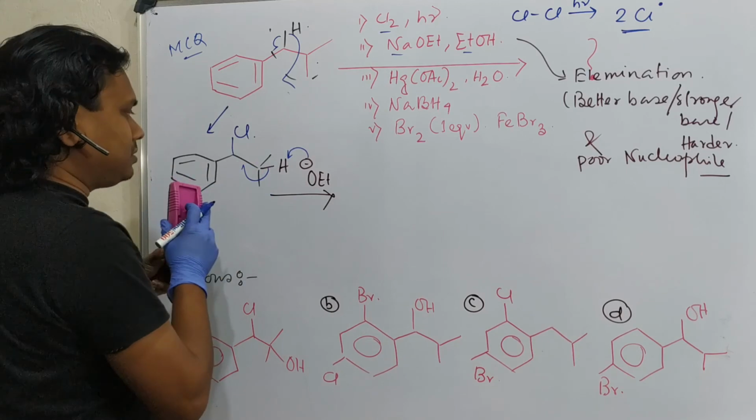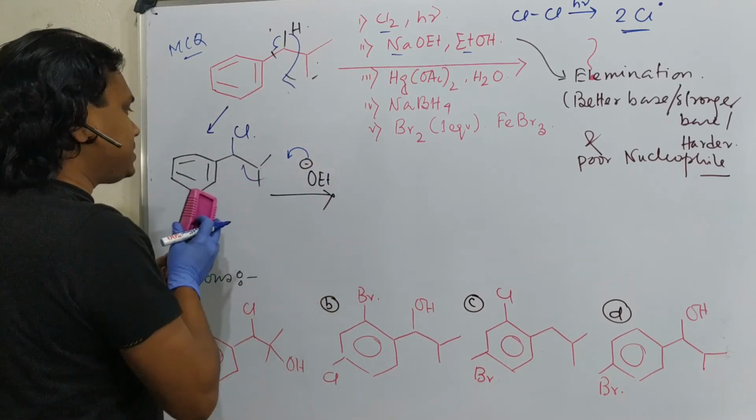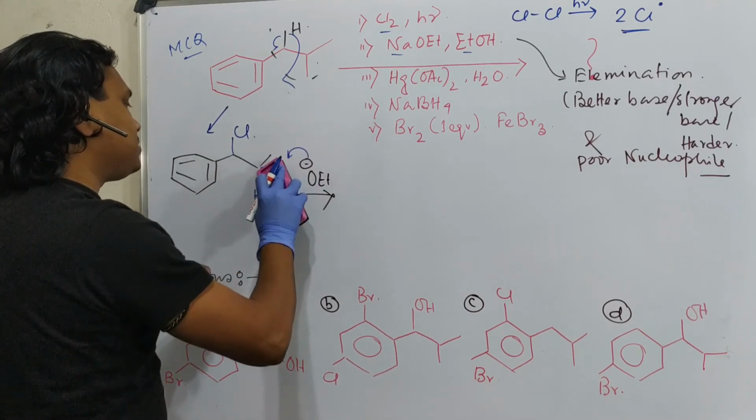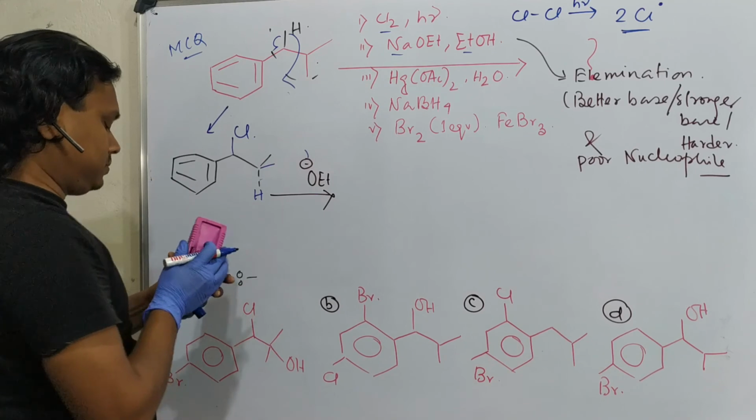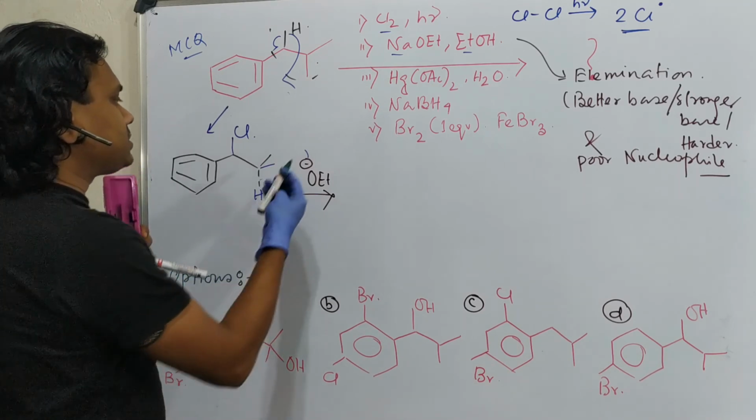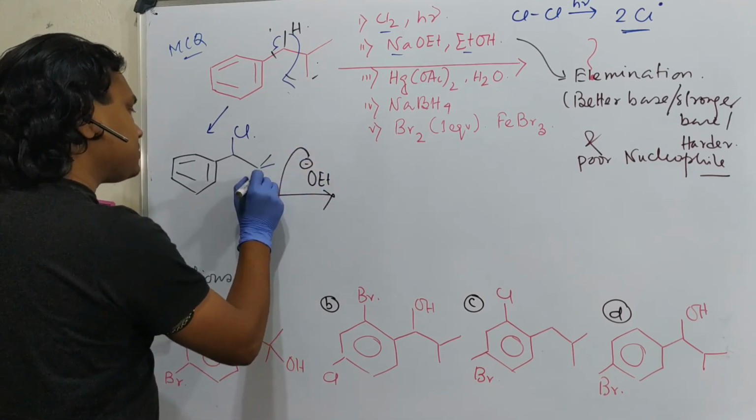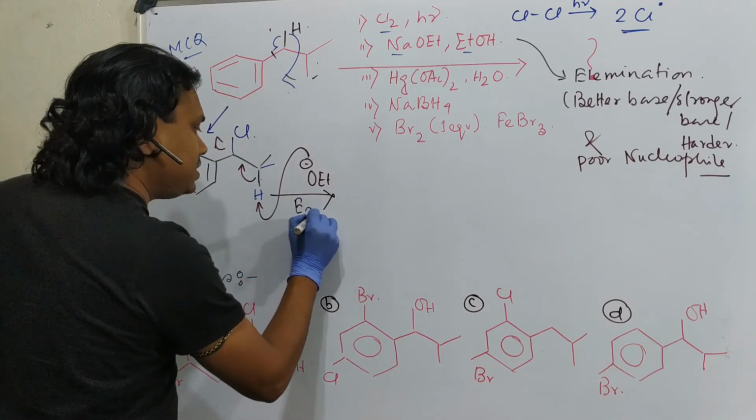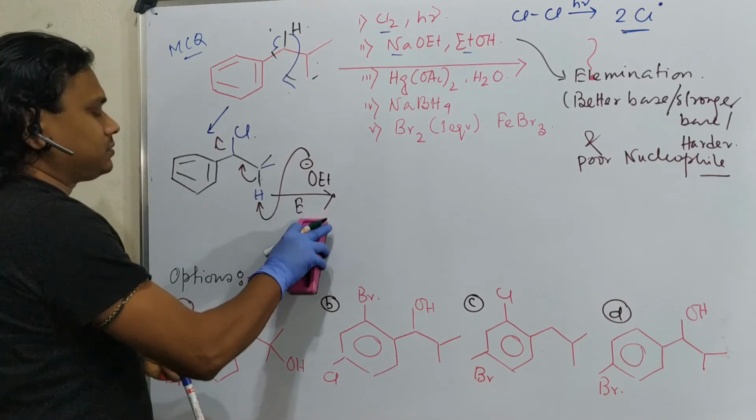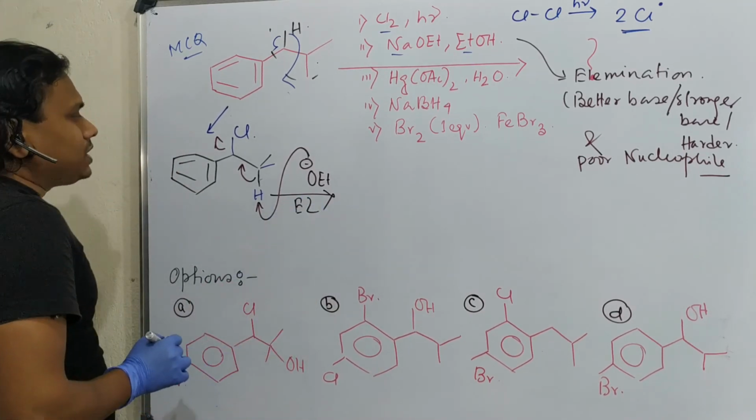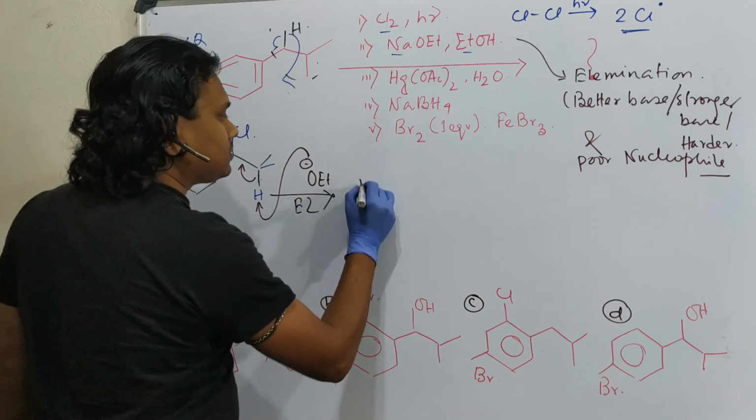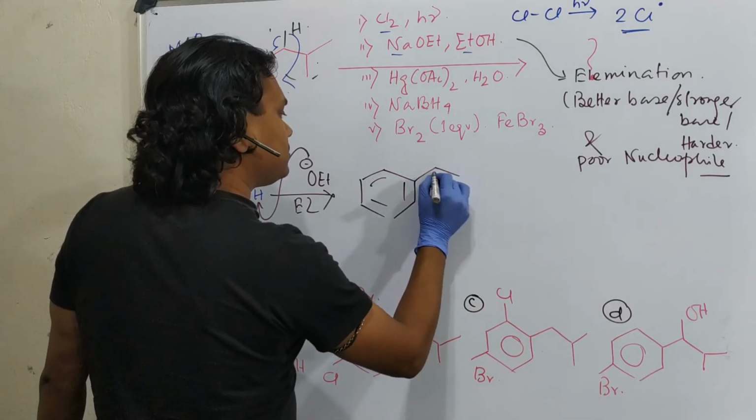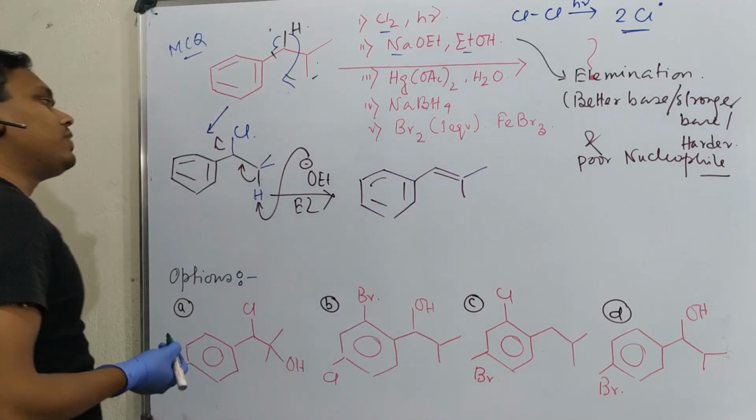This I should actually draw in a better way. Better to say the hydrogen is here, so I guess that will be more logical. This is an anti-elimination. You can consider that it is an E2 pathway. E2 pathway. So what will it result? It will result in this. Now question, what is the driving force?